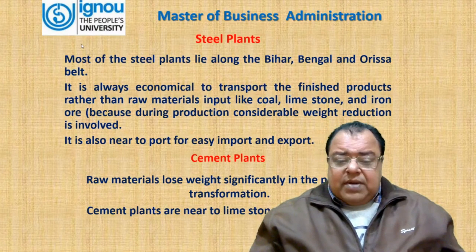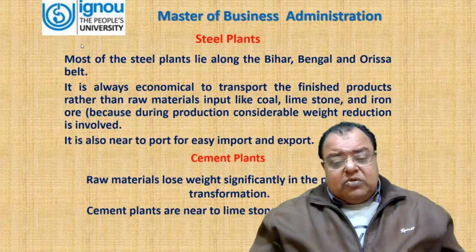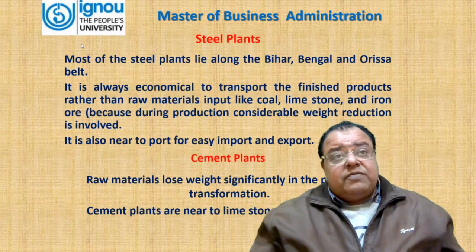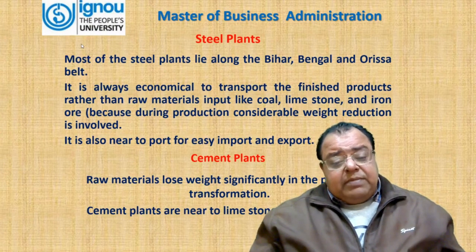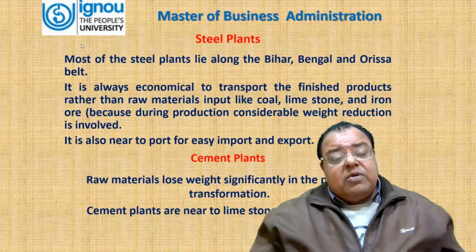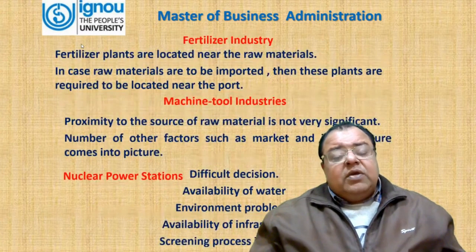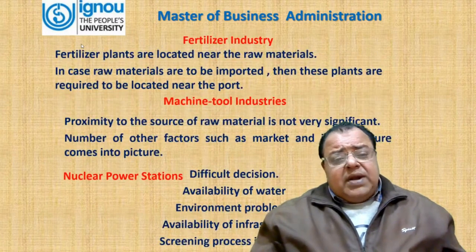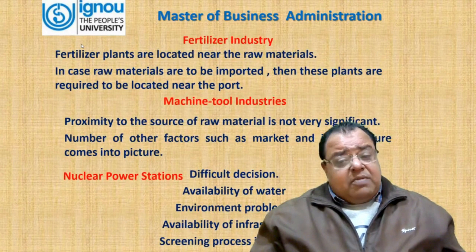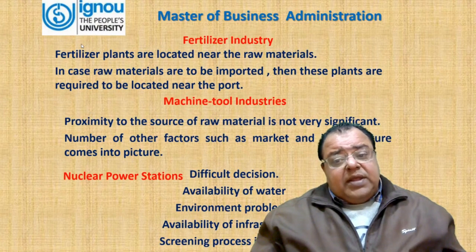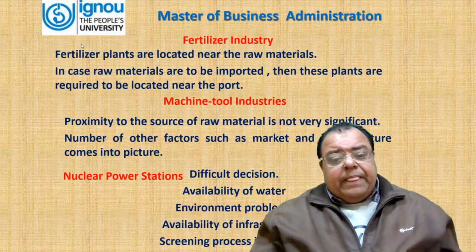We talk about cement plants. Raw material loses weight significantly in the process of transformation. Cement plants are near to limestone and coal deposits. Fertilizer industry: fertilizer plants are located near the raw materials. In case raw material has to be imported, then these plants are required to be located near the port.